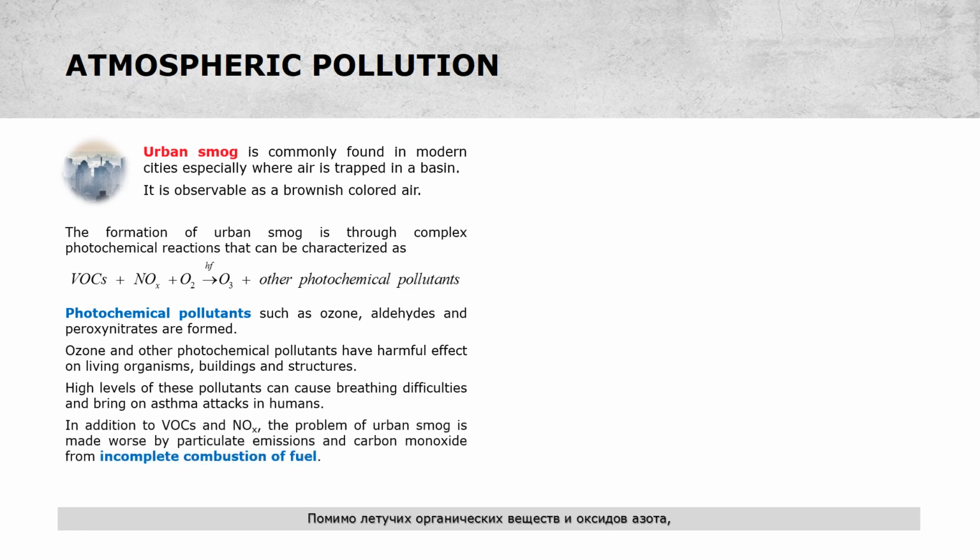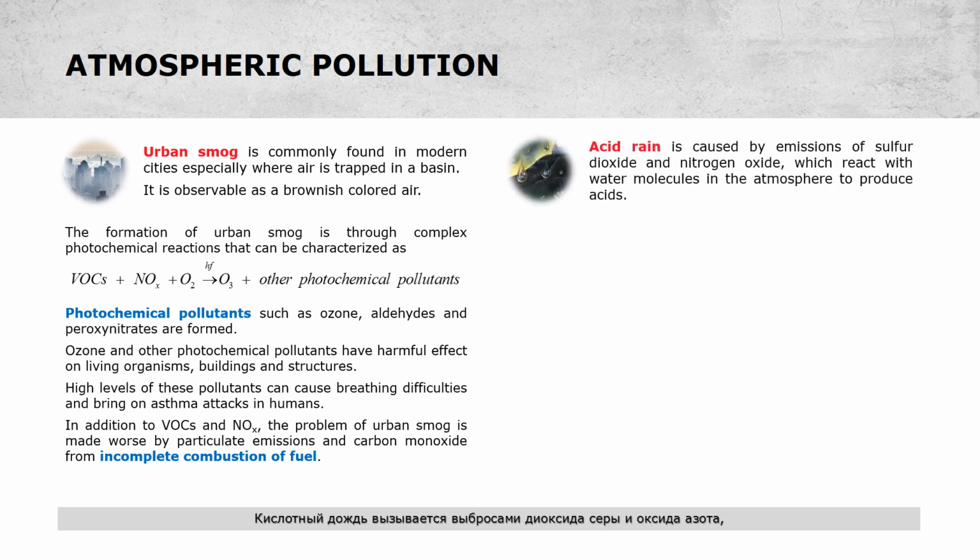In addition to volatile organic compounds and nitrogen oxides, the problem of urban smog is made worse by particulate emissions and carbon monoxide from incomplete combustion of fuel. Acid rain is caused by emissions of sulfur dioxide and nitrogen oxide, which react with water molecules in the atmosphere to produce acids.